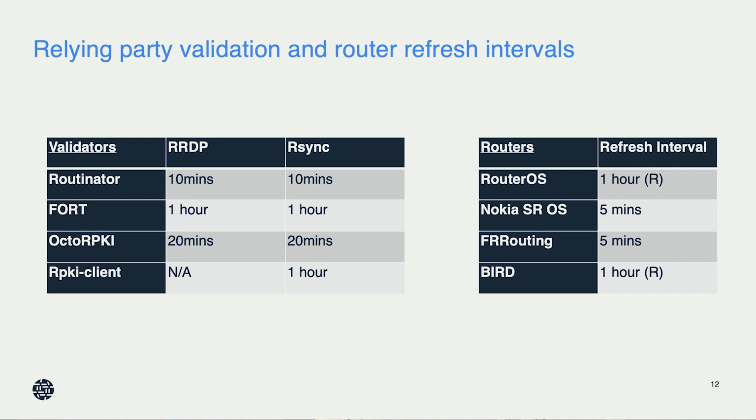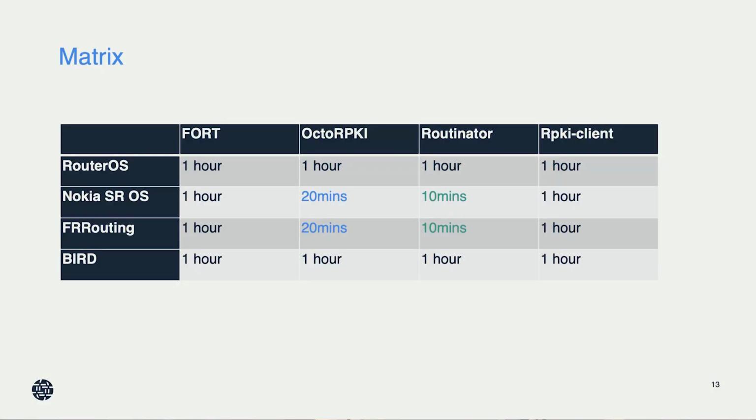On the router side as well, here I've mentioned only 4 routers, but you have so many different routers. They also have their default refresh time, which can range from 5 minutes to 15 minutes to an hour. So very different refresh intervals for the routers, and very different refresh intervals also for the validators. Putting them together, you have an idea of how much time it might take, in worst case scenarios, for example. Let's say for Routinator on RouterOS or FRRouting or BIRD, it might take an hour, but on FRRouting, it might take as little as 10 minutes as well. So very, very different ranges.